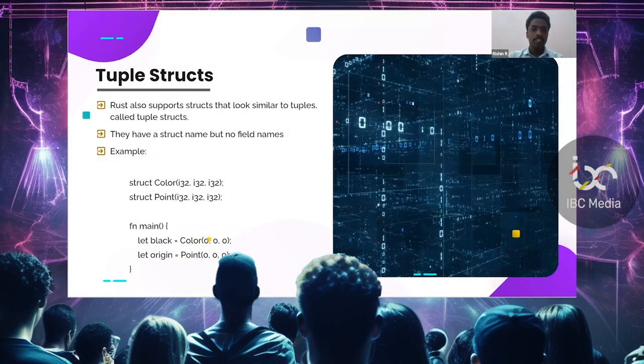This is how we create an object: black equals Color(0, 0, 0), origin equals Point(0, 0, 0). So it's a tuple struct creation. In tuple structs, we do not specify the names of entities or data items. What we do is just specify the data type and the number of data items that need to be placed into the struct. I think the idea is clear.